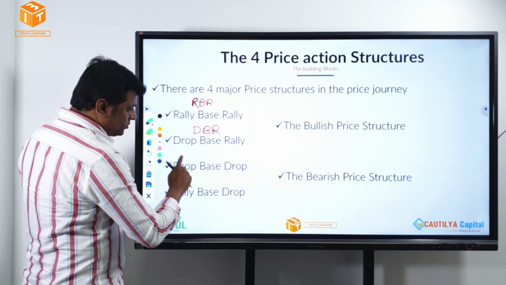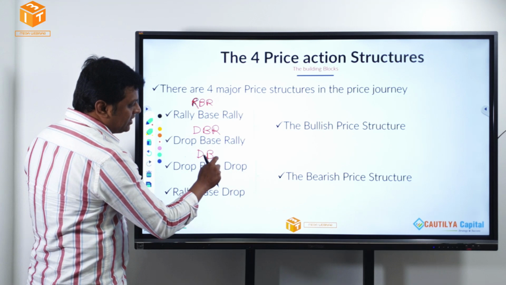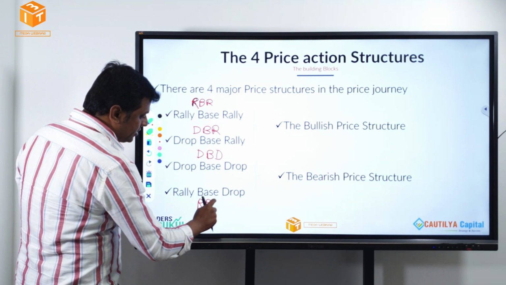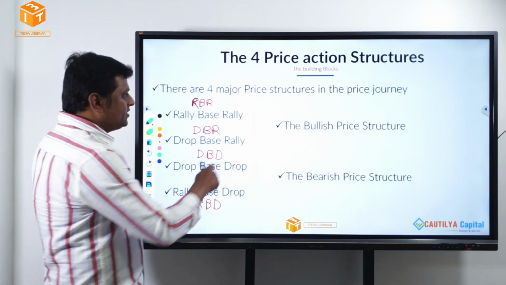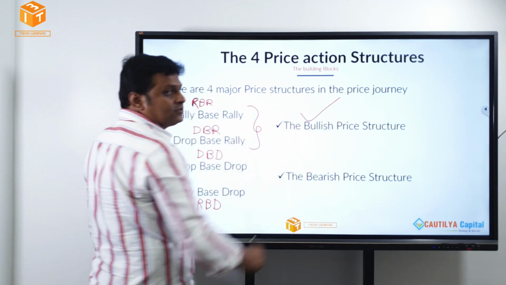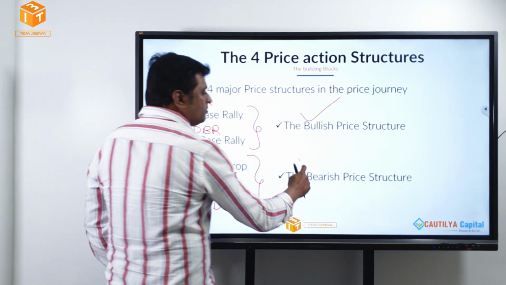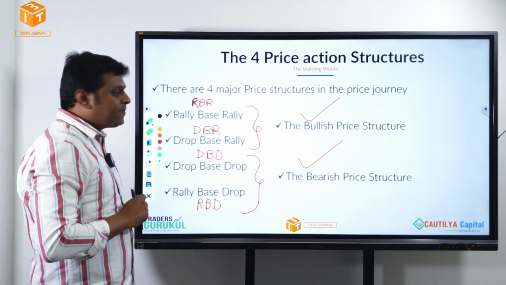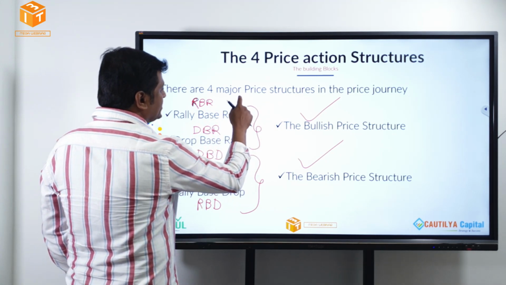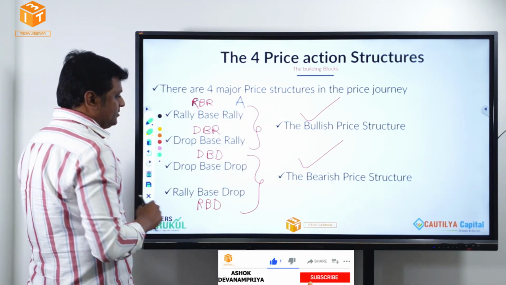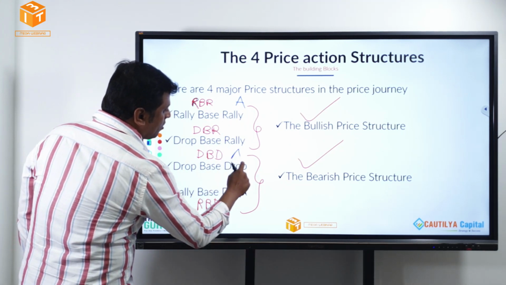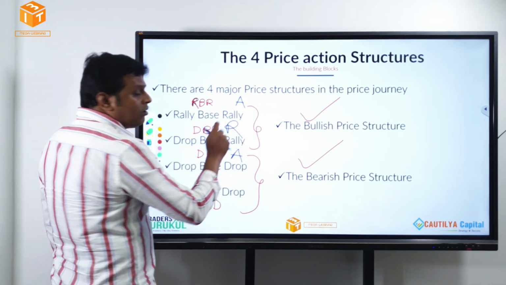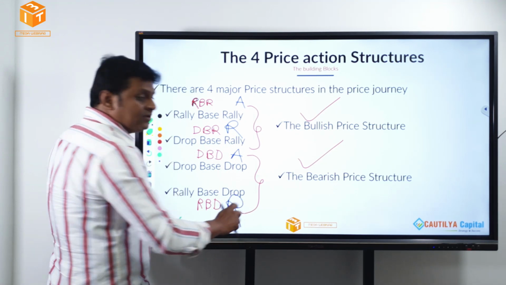The third structure is drop based drop, what we call DBD. And the last structure is rally based drop, which is RBD. In this, the first two structures are called bullish structures and the second two structures are called bearish structures. In this, there are two more aspects. One is this rally based rally is called a continuation structure. The drop based drop is called a continuation structure, whereas DBR is called a reversal structure, RBD is called a reversal structure.